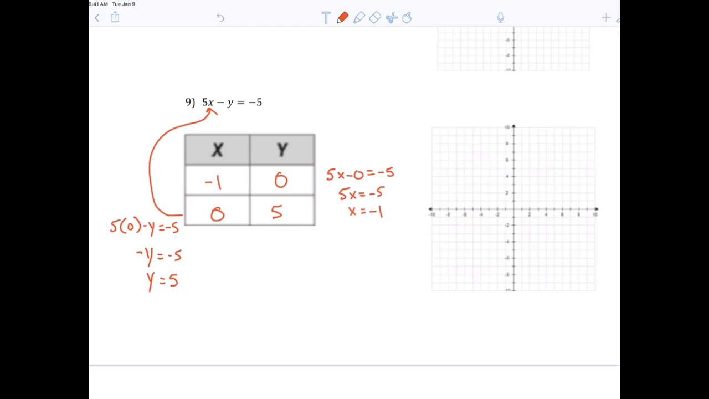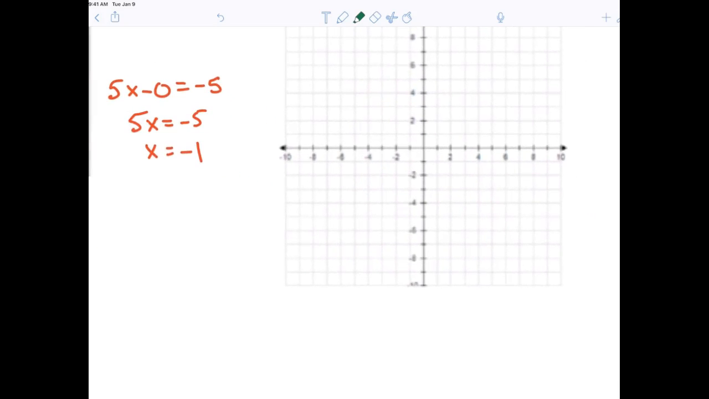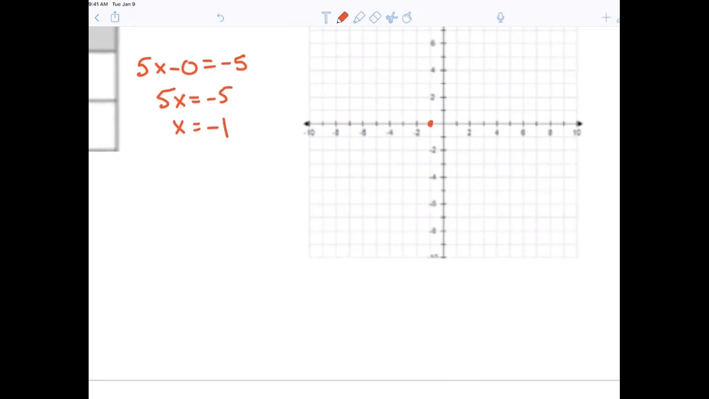Everybody okay with that? Why would it be negative? Because remember, the negative in front of the variable means change the sign. It was a negative, you changed it to a positive. Is this the only thing we can get? The whole quiz, this whole packet, it's everything on there. So now let's graph negative 1, 0, and 0, 5.